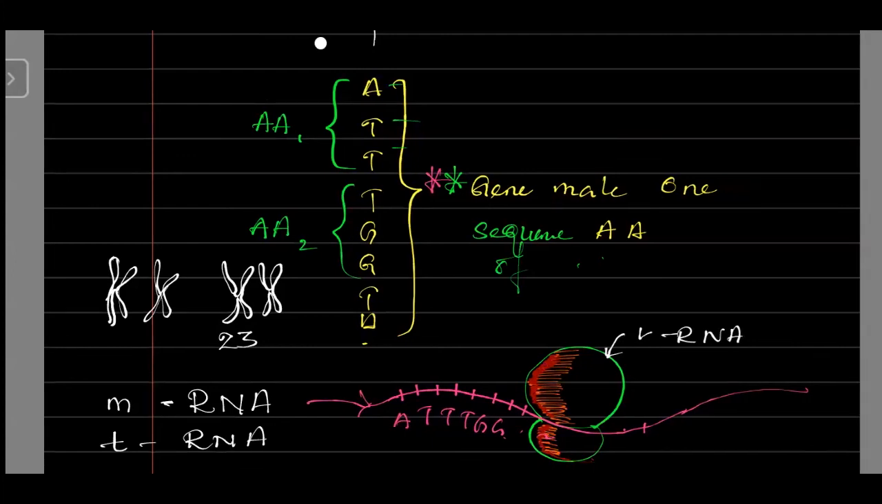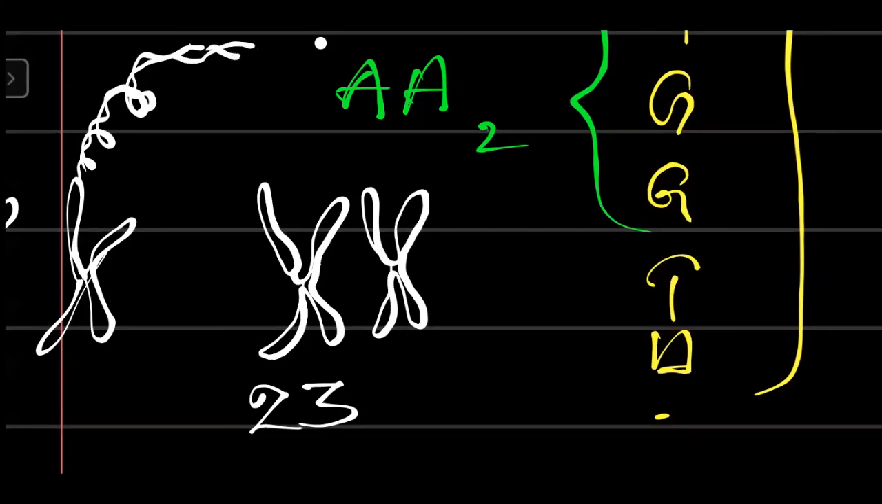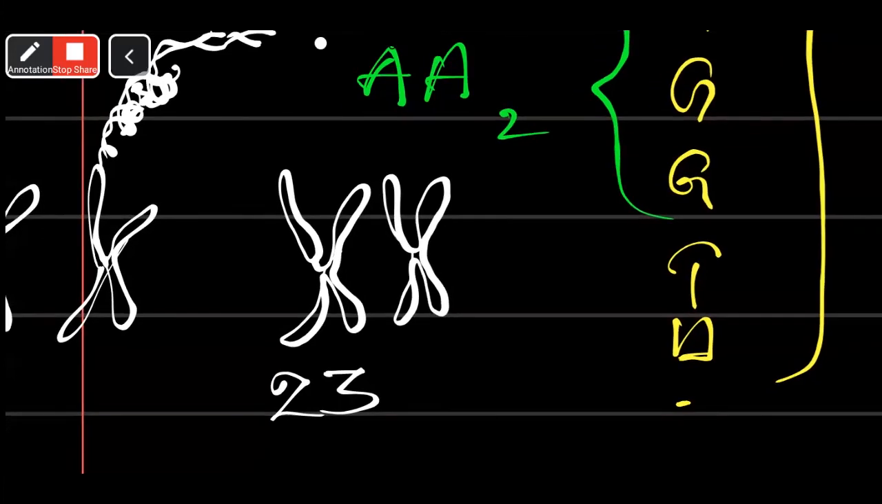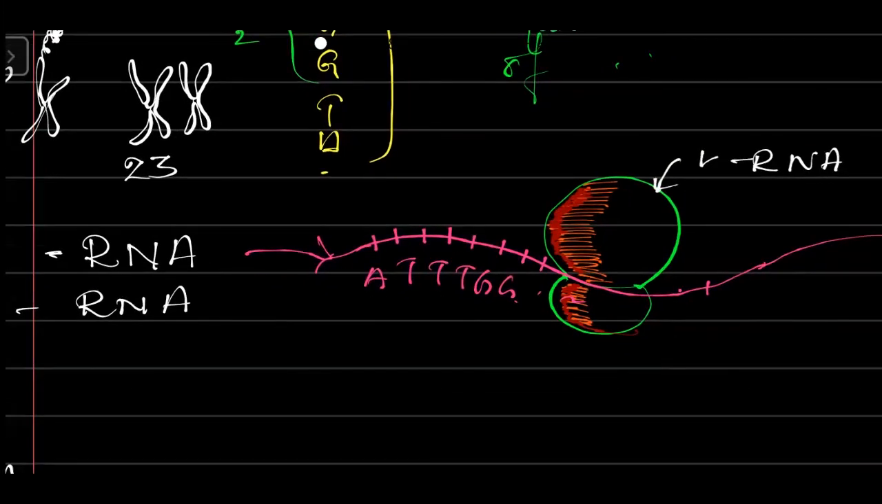If we unwind one of these chromosomes, this chromosome is made up of a DNA molecule. A DNA molecule together with a histone kind of protein forms a chromosome like this. So simply keep in your mind that inside the chromosome a DNA molecule exists.